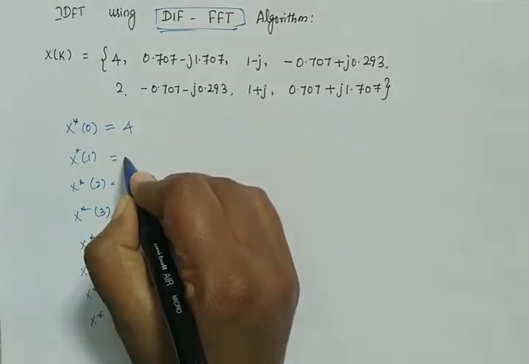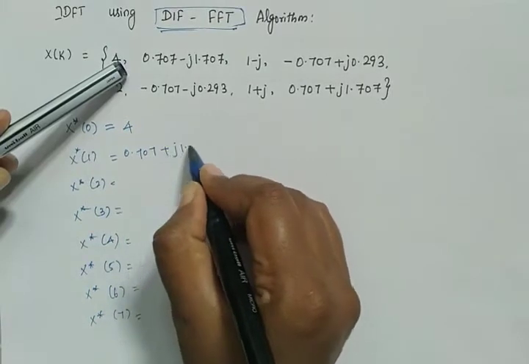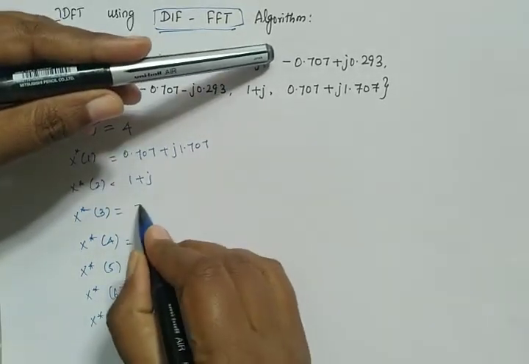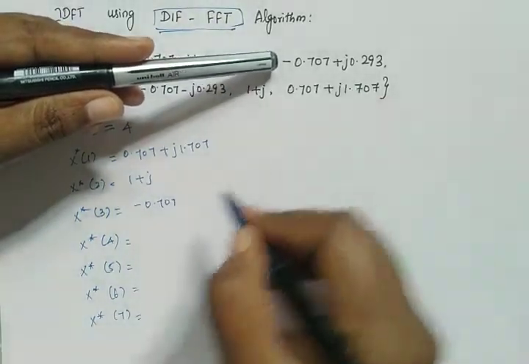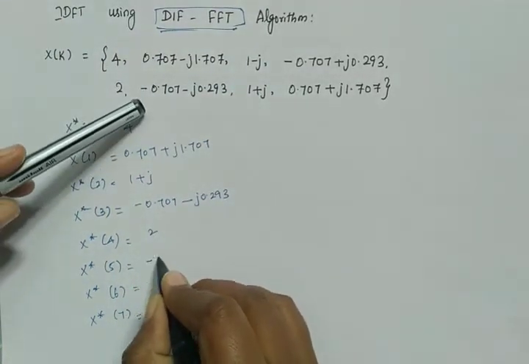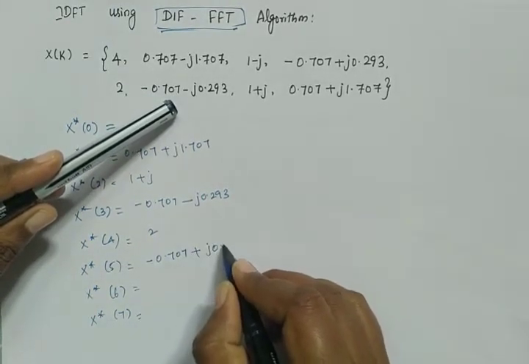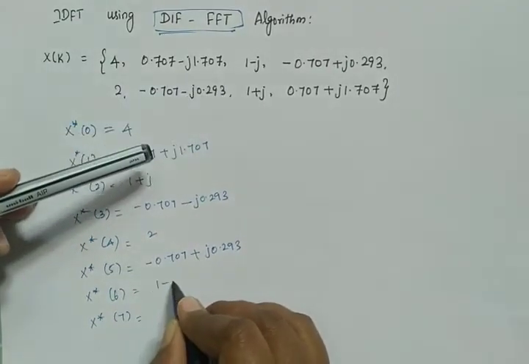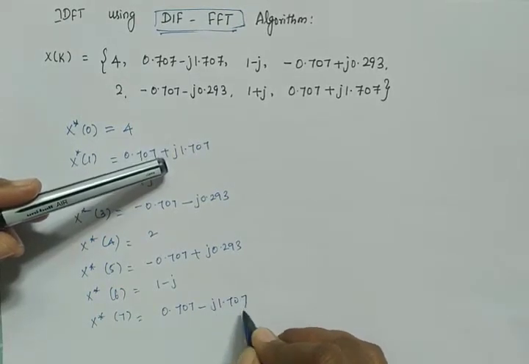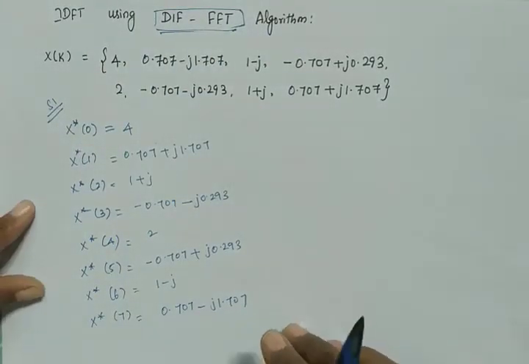So this is 4, and here we have 0.707 plus j 1.707, and here it is 1 plus j, and here it is minus 0.707 minus j 0.293, and here we have 2, and here it is minus 0.707 plus 0.293. Here it is 1 plus j, so use 1 minus j, and here it is 0.707 minus j 1.707. So this is our step 1. In step 1, what we have to do is use this complex conjugate.